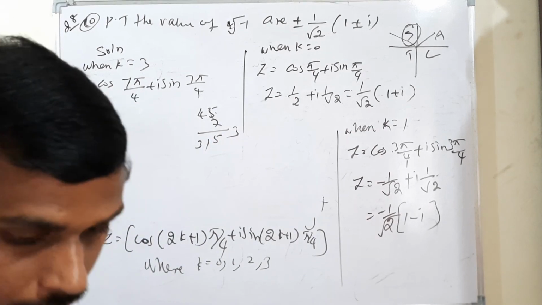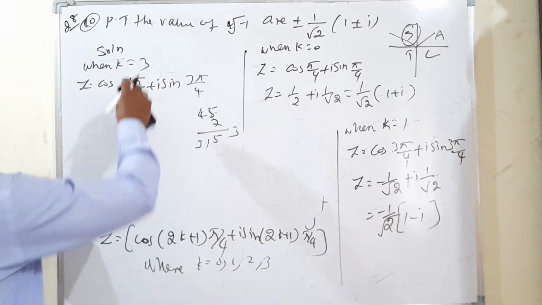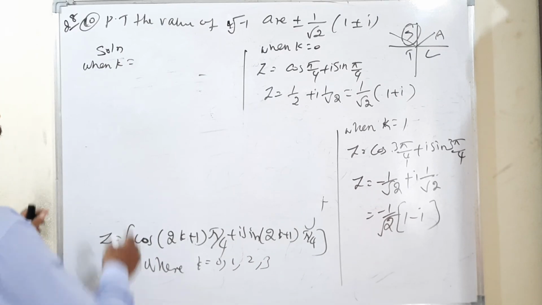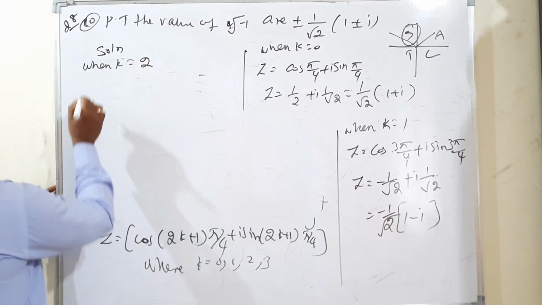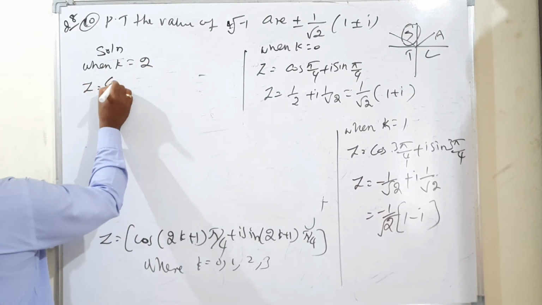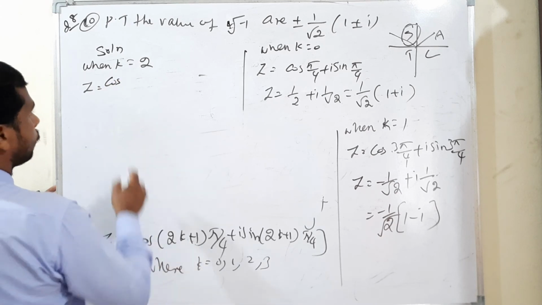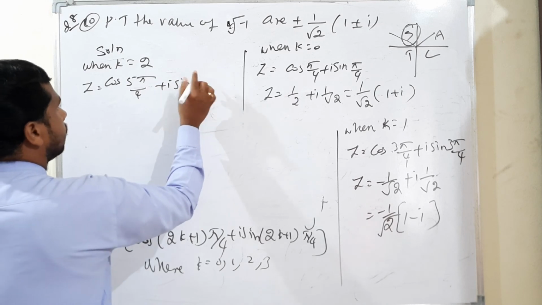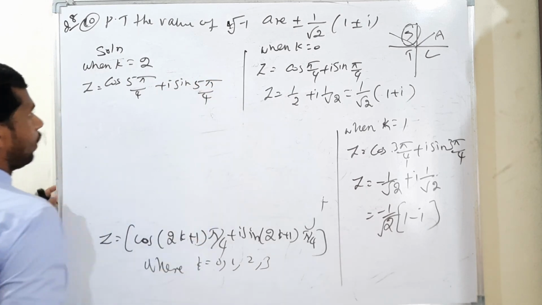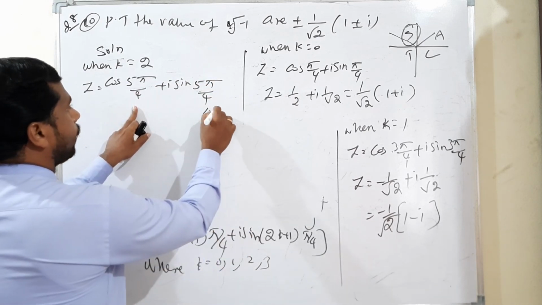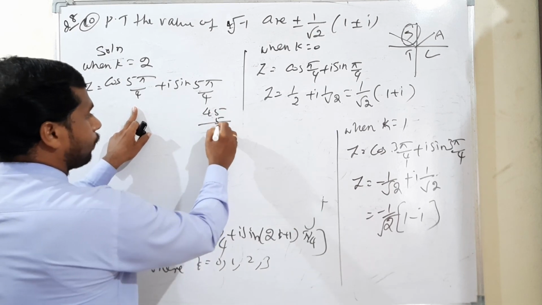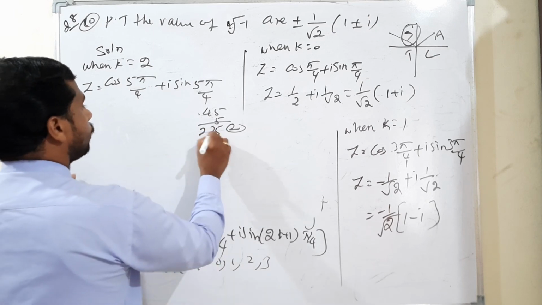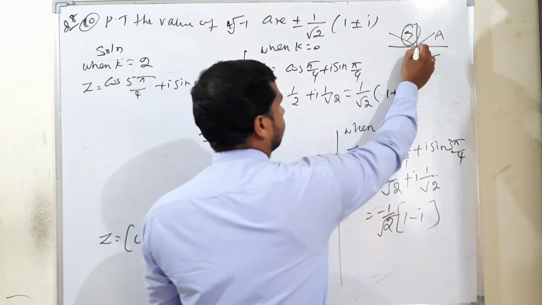Yeah. Now first we have to finish when k is equal to 2, okay? Then we will move on to 3. So when k is equal to 2, z is equal to cos of 2 into 2, 4, 4 plus 1 is equal to 5, 5 pi by 4 plus i sin 5 pi by 4. Now pi by 4 means 45, 45 into 5 means 225 will come. 5 5s are 25, 5 carry 2, 4 5s are 20, 20 plus 2 is equal to 225. Definitely it lies in the third quadrant.